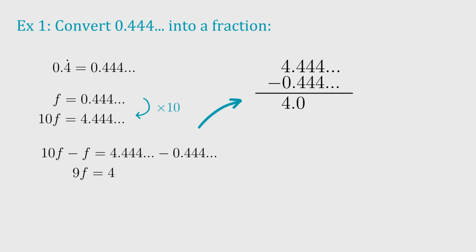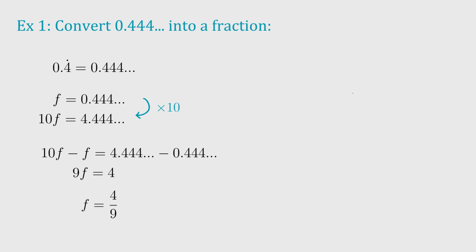Then divide both sides by 9 to get f on its own, and now you have your answer, 4 divided by 9. If you are allowed to have your calculator, type 4 over 9 in to double check if you have the right fraction. Also, always check if the fraction is in its simplest form.